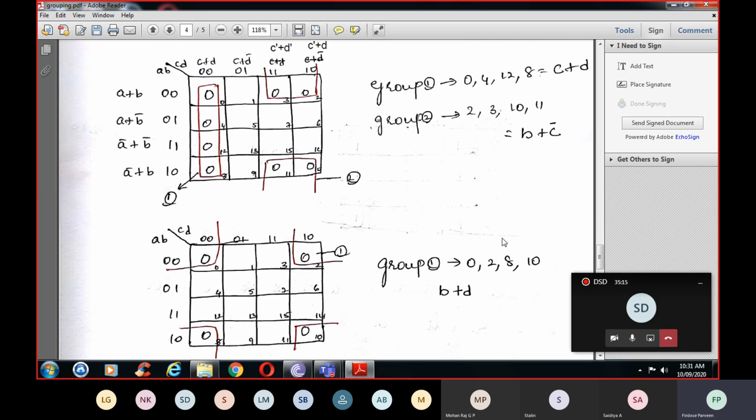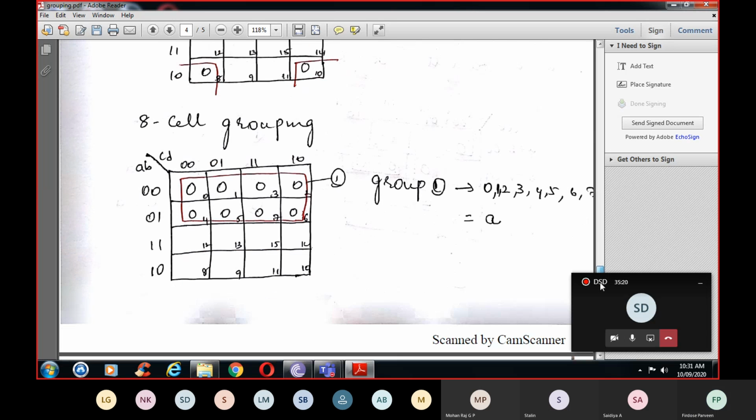In the same way, 8 cell grouping. 0 is adjacent to 1, 1 is adjacent to 3, 3 is adjacent to 2, 2 is adjacent to 6, 7, 5, 4. So this becomes a complete 8 cell grouping. I have zeros in those cells. So I will group it as 8, and I'll name it as group 1.